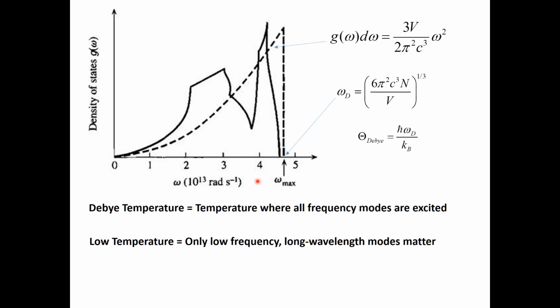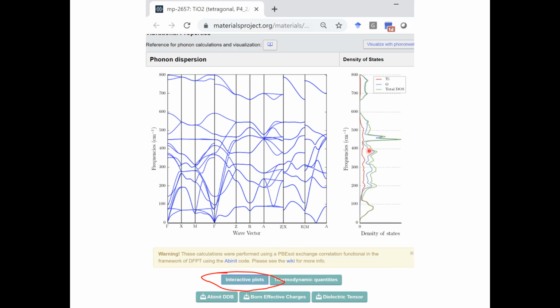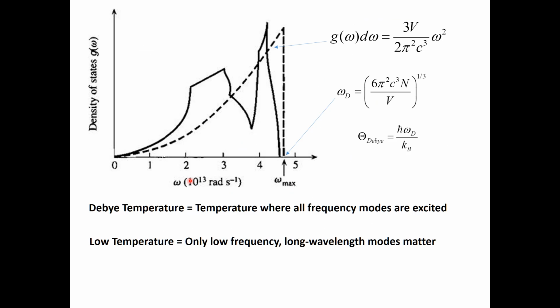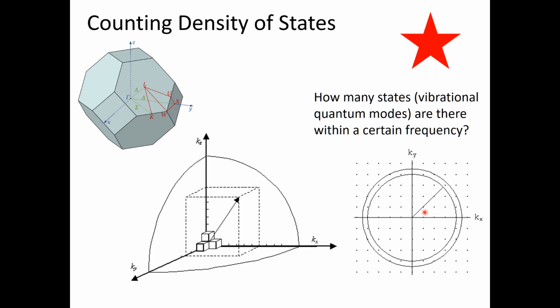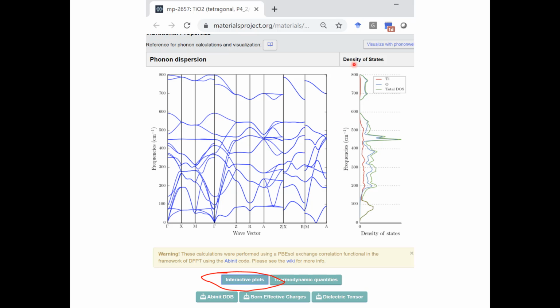Actually, I'm just going to go a few slides back to show you what I mean by this. This is the density of states, now plotted in the opposite direction. Here, density of states is on the y-axis and frequency is on the x-axis. When you plot it with a band structure, usually you plot frequency on the y-axis and density of states on the x-axis.